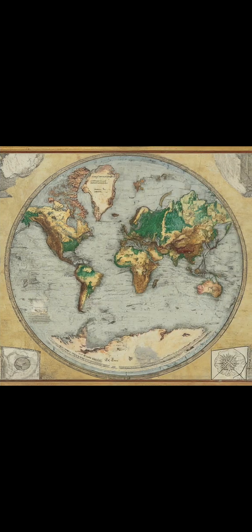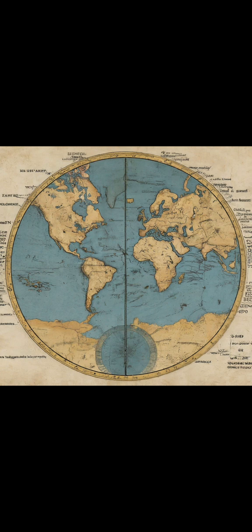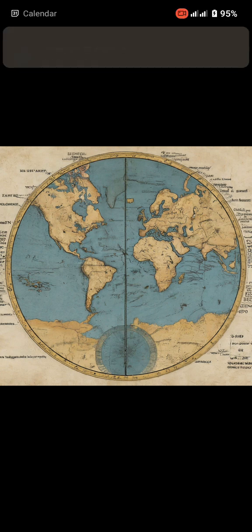Facts about latitudes. 11. Latitudes are used to determine the distance north or south of the equator. 12. Latitudes are numbered from 0 degrees at the equator to 90 degrees at the poles. 13. The Tropic of Cancer is at 23.5 degrees north latitude.